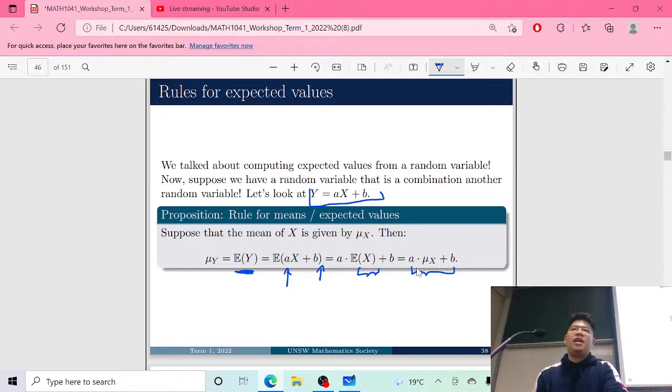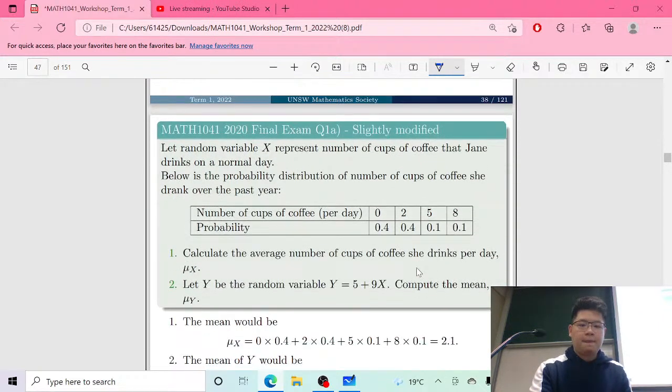Now, this is really handy, right? Because let's say you already calculated the mean of x. This means that if you have a new random variable y that makes use of x, you don't have to make a new table and calculate the probabilities and calculate everything again. No, you just take the mean of x, plug it into the formula that makes y, and you would get the mean of y. So we can see how this is useful here.